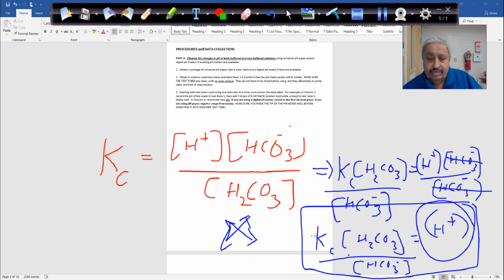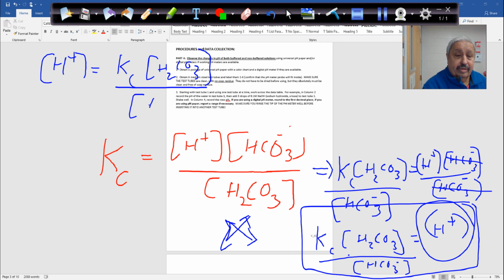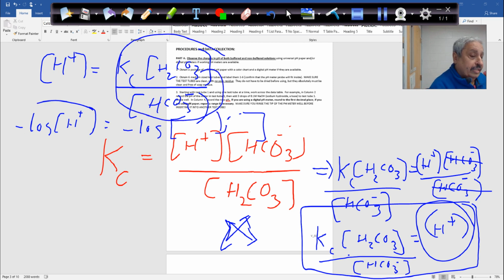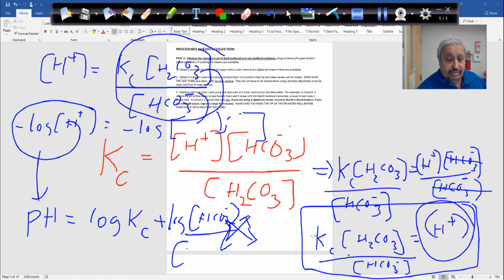Now for the pH, take the log of both sides. I have H plus equal to Kc times H2CO3 divided by HCO3 minus, correct? Now take the minus log of both sides. This is minus log H plus, and take the minus log of the whole thing here. What you get, this one is our pH. The pH will be log Kc or Ka, and then plus the ratio, log of the base HCO3 minus divided by H2CO3.